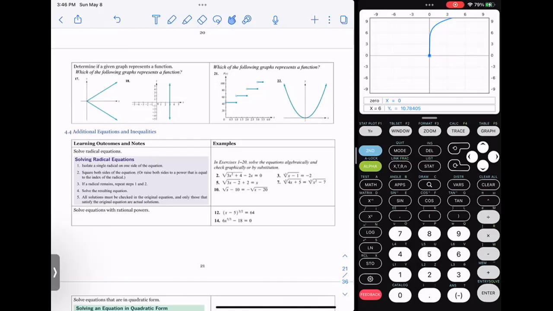I always do the vertical line. It hits at the same point. Yeah, it's not. That makes 17 also not a function. 21 is a function if you pay attention there, and so is 22. 17 and 18 are not. 21, 22 are. Yes.